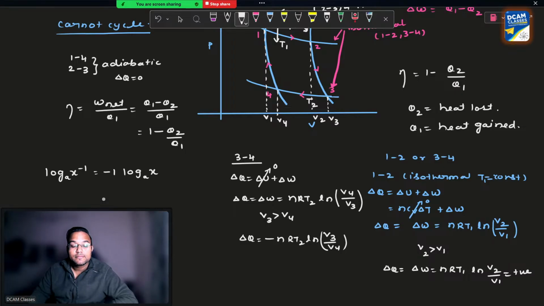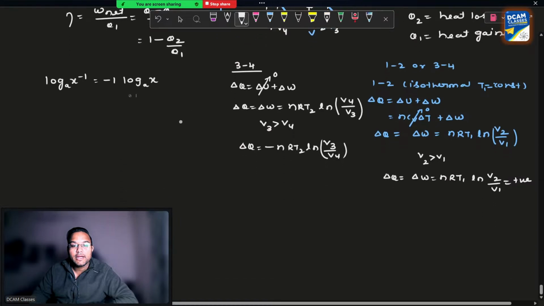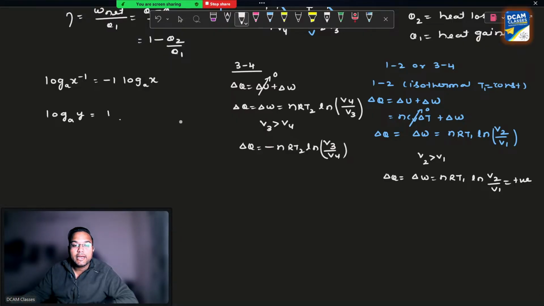Correct? Now what I am doing is, suppose I have log y base a. I can write this as log y power minus 1 whole power minus 1. Correct? Yes, sir. So I can write this as log base a, y power minus 1 is 1 by y, whole power minus 1. So minus 1 will come outside: minus 1 log 1 by y base a.